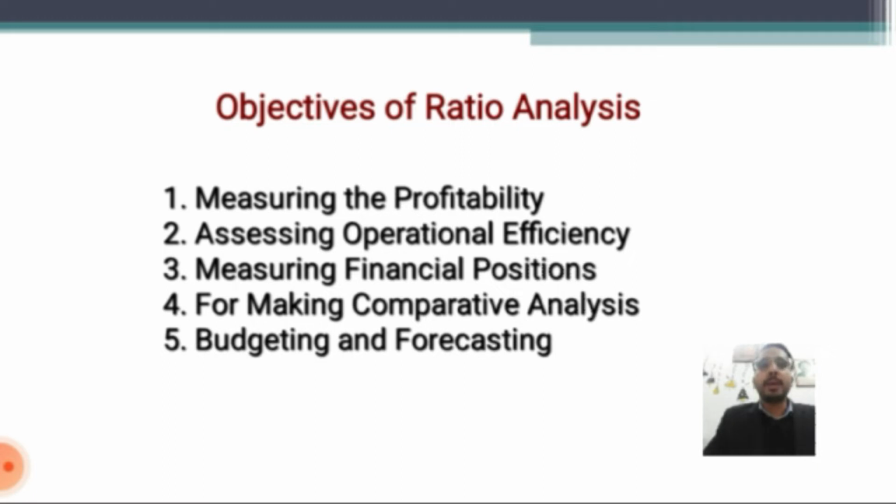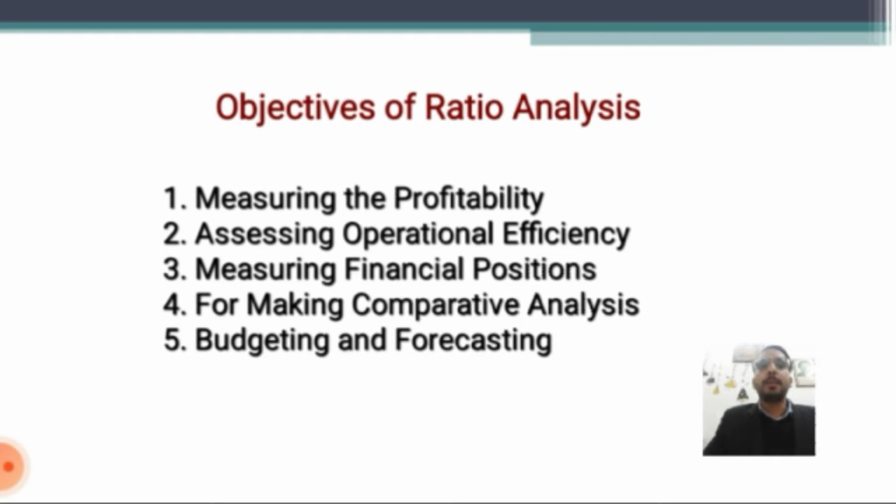And third one, measuring financial position. The soundness of the financial position of the business can be judged with the help of liquidity and solvency ratios. Corrective measures can be initiated in the liquidity or solvency position if the firm is not sound. Fourth one, for making comparative analysis. Inter-firm and intra-firm comparison can be made to check the growth of the business.